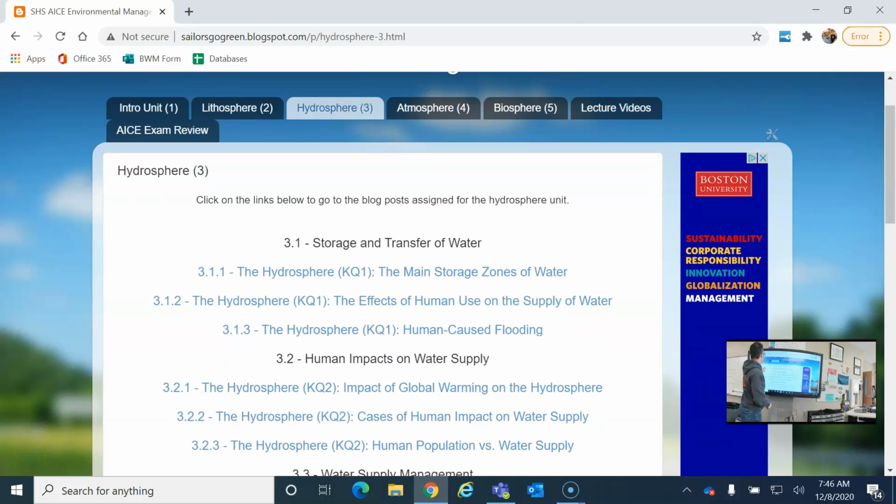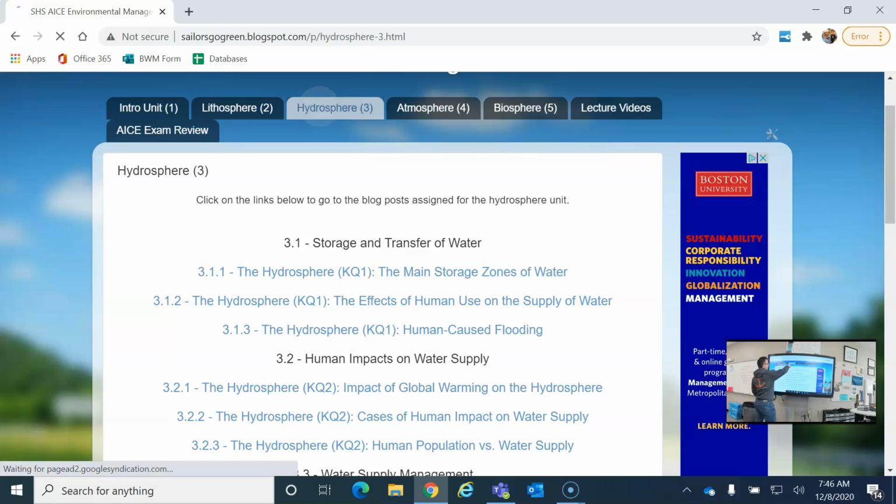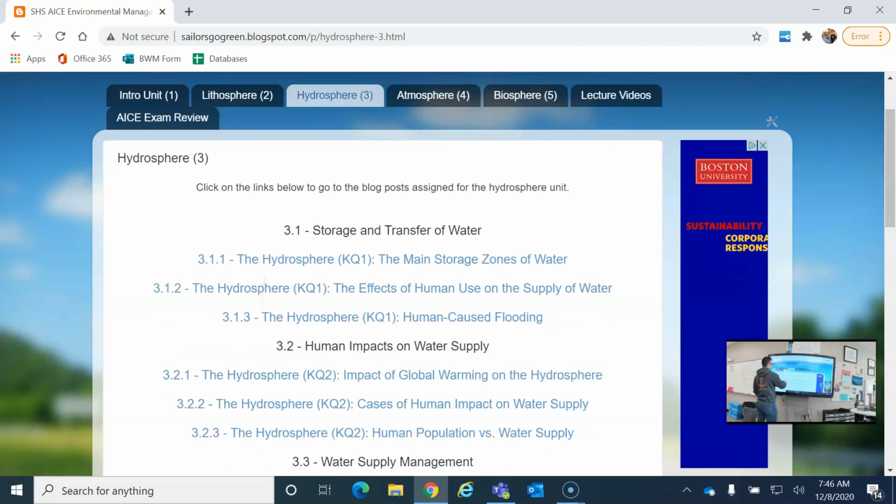Okay, so we're going to be in the hydrosphere unit now. Whenever you see this, it'll be HKQ, whenever you see the different designations on the calendar and such. The first one's going to be 3.1. The first section in the hydrosphere is 3.1, storage and transfer of water.